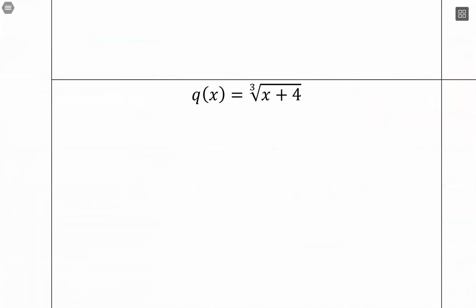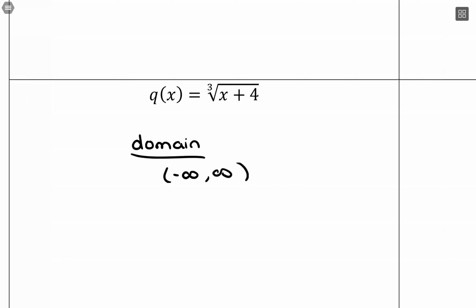Alright, with this one, I'm taking the cube root, and with the cube root, the domain is all real numbers, so I don't have anything to calculate here. All I'm going to write is domain, negative infinity to positive infinity. And that one's done. Nothing else to show.